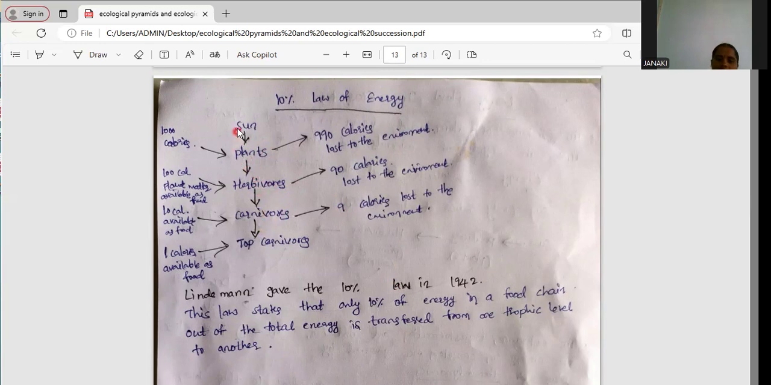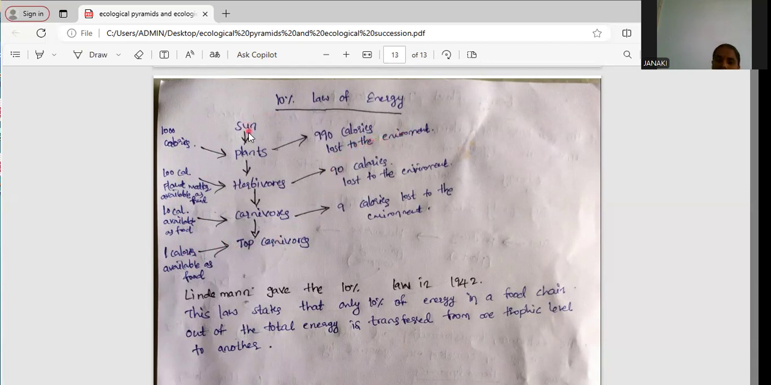See here, sun. Next, plants take in 1,000 calories. Here, 100 calories. Here, 10 calories available as food. One calorie available as food, having only one at the last stage. 990 calories lost to the environment.